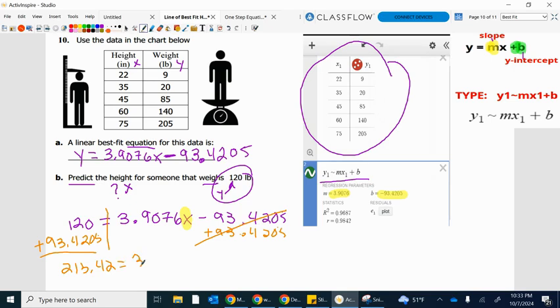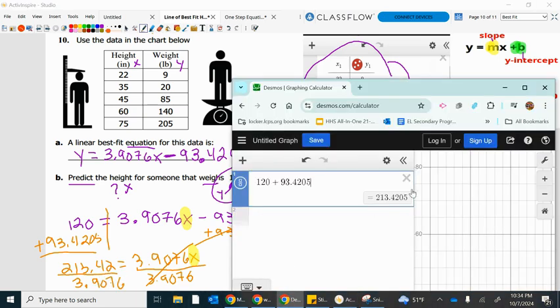213.42 equals 3.9076x. Excuse me, I only want the x. In order to cancel this number, I now need to divide on both sides. That will cancel. Divide on this side. Put it in Desmos. That's 213.42 divided by 3.9076, and I get 54.6 approximately.